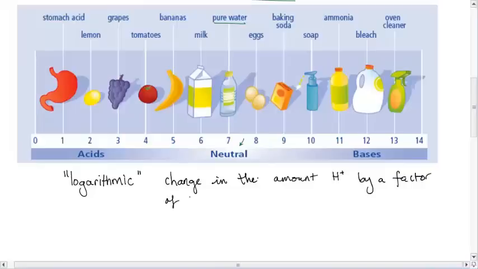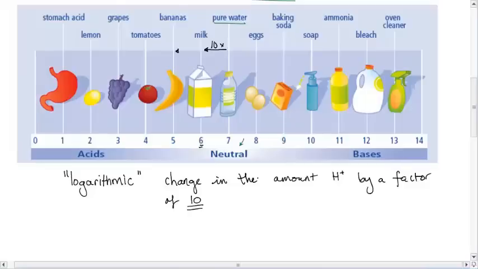And I'll show you what that means. So, if pure water has a pH of 7, and I jump one step down to milk, I'm now at a pH of 6. What that actually means, so I've gone down 1 unit, is that milk is actually 10 times more acidic than water. It's got 10 times more hydrogen ions than water.